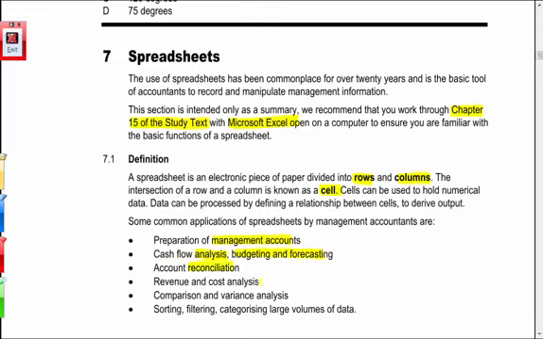You can use them for reconciliations like the bank reconciliation or the purchase ledger reconciliations, to analyse out costs and revenues, for variance analysis and comparisons with prior periods, and also for sorting, perhaps into largest to biggest, filtering perhaps customers that have spent over a certain amount, or categorising large volumes of data.